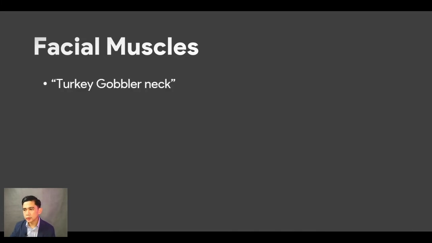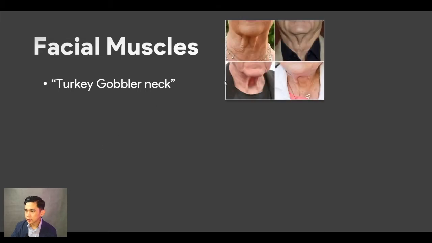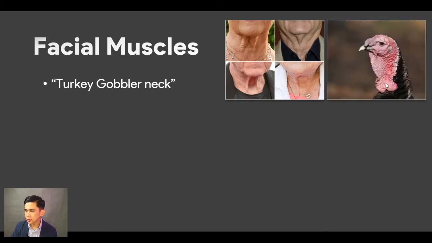So next, let's go now to the turkey gobbler neck. A turkey gobbler neck happens when a muscle in the neck produces a very prominent creasing, just like these people when we get old. The muscle is very active, yet the skin is very loose. Turkey gobbler neck is also found in turkeys. They have this sagging skin in their necks, and these are also called platysmal bands.